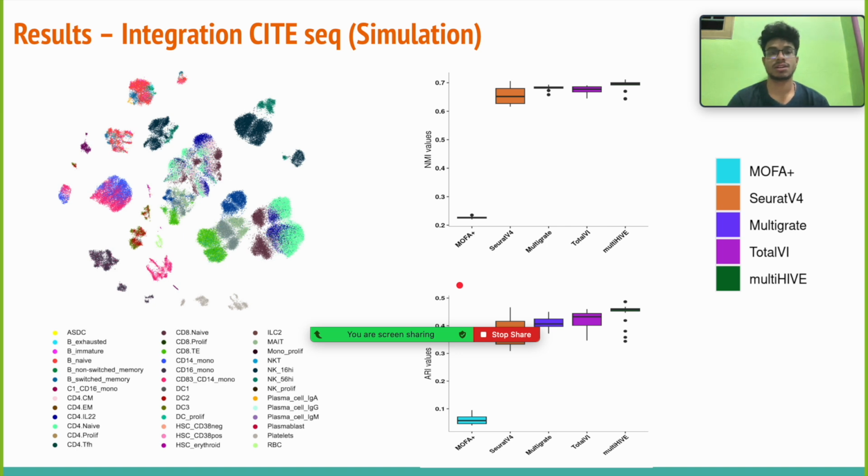Next, to increase the complexity in the data integration task, we have created a simulated dataset using the PBMC Stephenson data. We can see again multiHIVE's embedding, where each color represents a cell type and each dot represents a single cell. All similar cell types, with similar color, are together, which indicates the integration is happening qualitatively. Quantitatively also, using NMI and ARI values, multiHIVE was able to perform best, whereas MOFA was not able to integrate this dataset well.